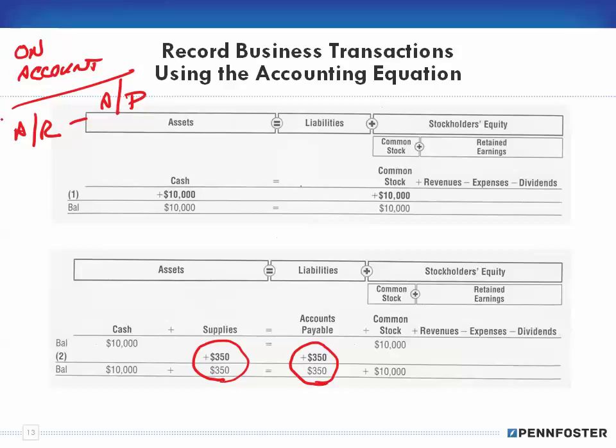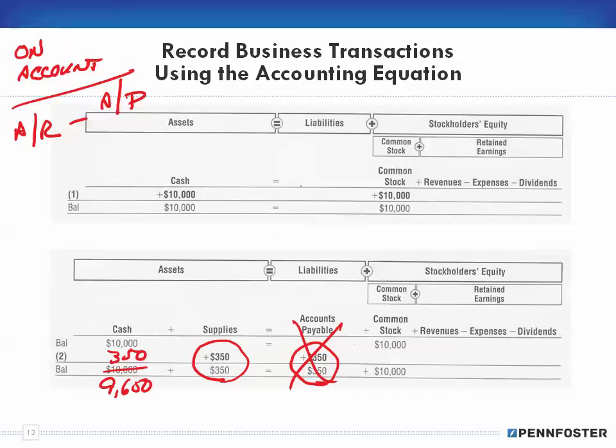For example, and we'll use the supplies here as the example. I go to Home Depot and I buy $350 in supplies. Well, if I have to pay cash for them, then instead of having this $350 for the accounts payable, I would have $350 underneath the cash account. My balance would be like $9,650. That's if I paid cash for it.